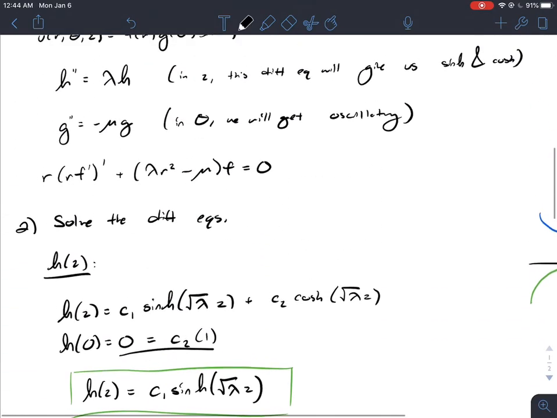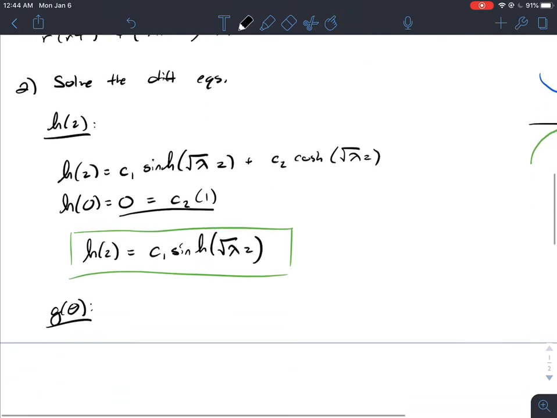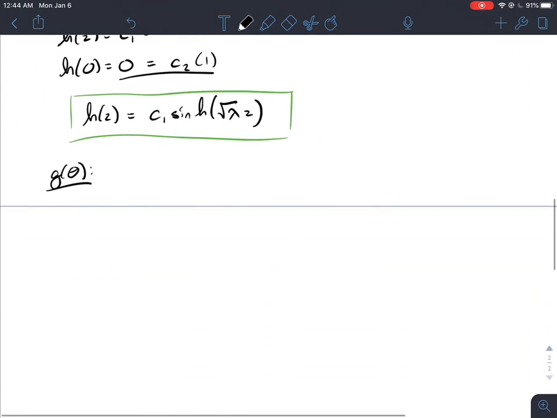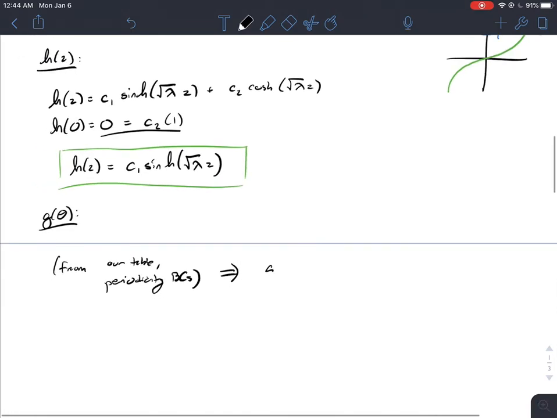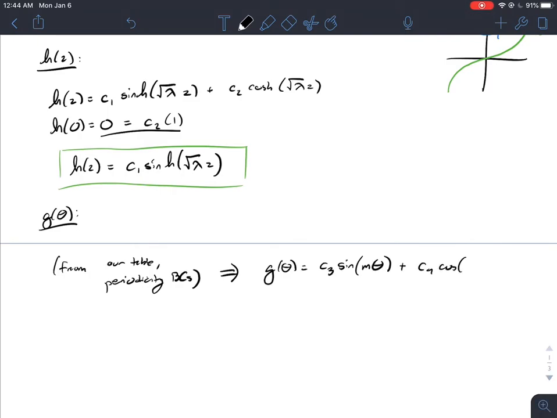G of theta, the differential equation here is just the second derivative of g is equal to negative mu g. And since we have periodicity boundary conditions from our table, this will give us solutions of sine and cosine. So g of theta is equal to C2, let's call it C3 for a different arbitrary constant, C3 sine m theta plus C4 cosine m theta, where mu is equal to m squared.